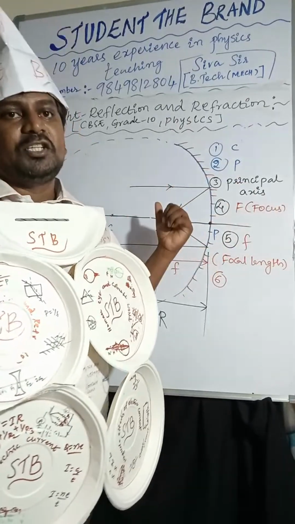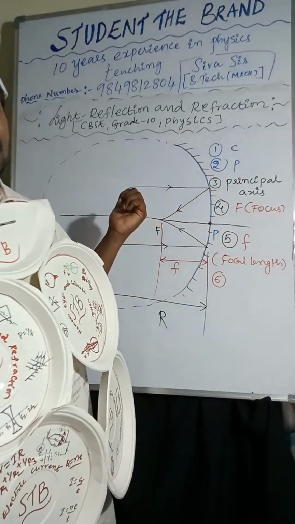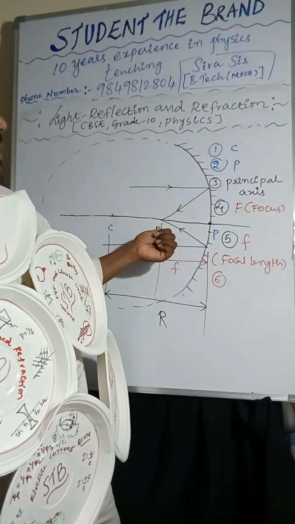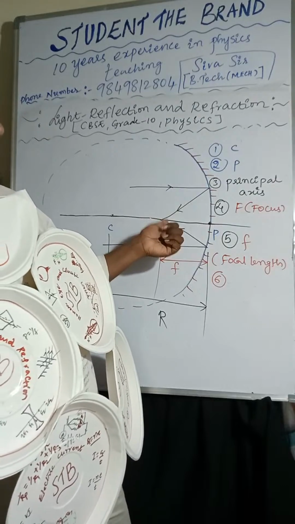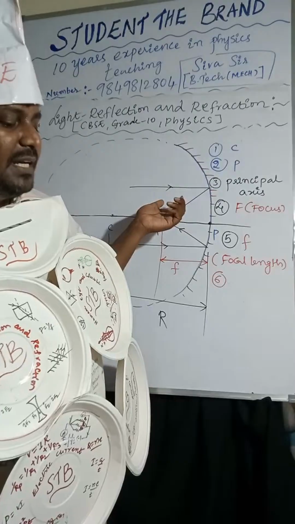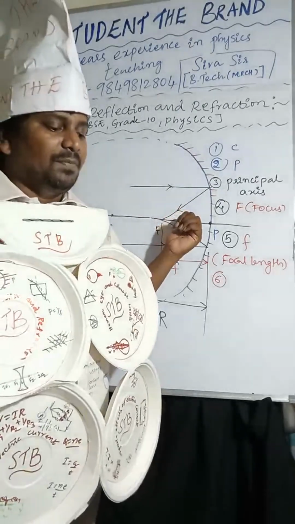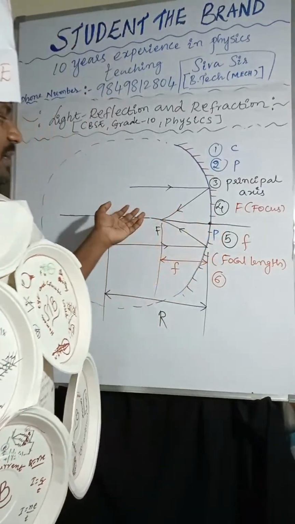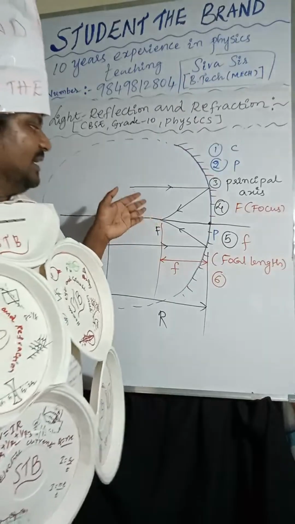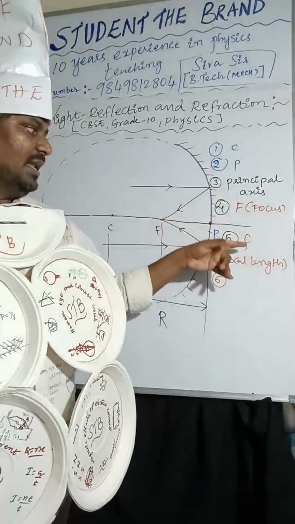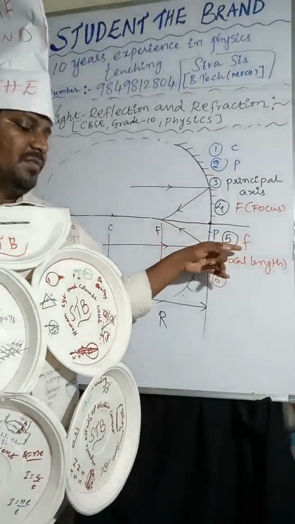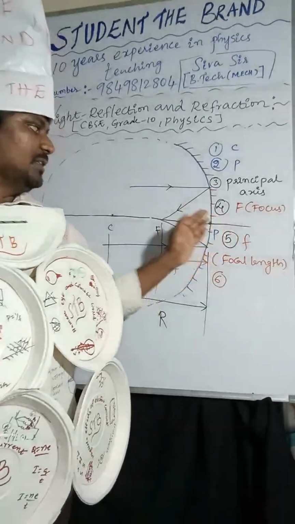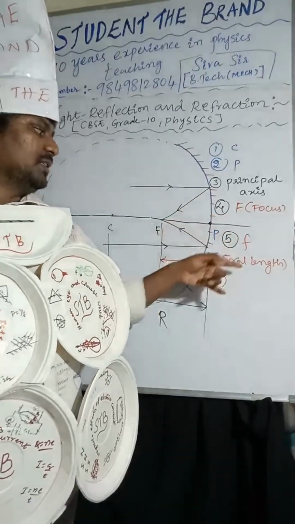After reflection, all light rays will meet at one point on the principal axis. That is called the focus, also called the principal focus. Generally it is called principal focus, but the simple term we use is focus. The distance between the focus and pole is called the focal length.